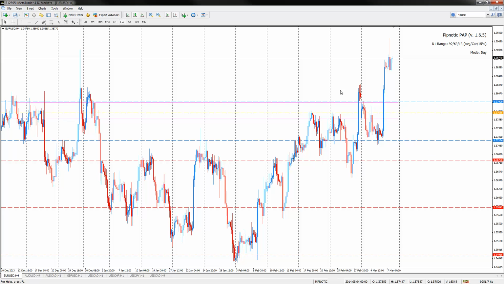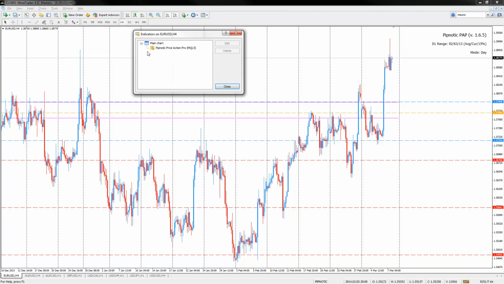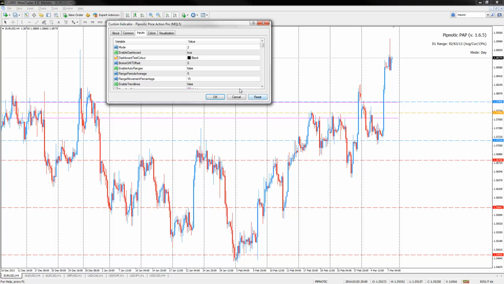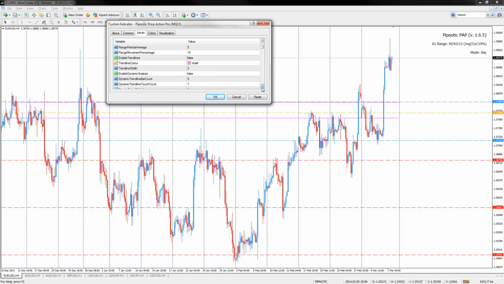and I think we'll leave it at that. So now we'll go to the indicator, reset it, and turn everything off. Now everything is turned off. Then we'll go to enable previous period high low.